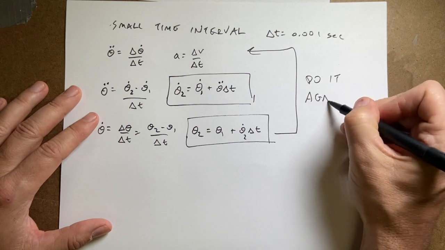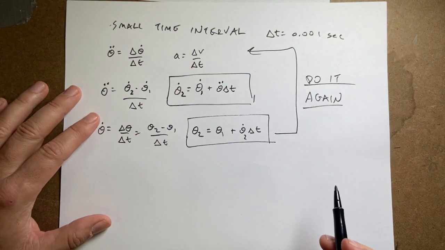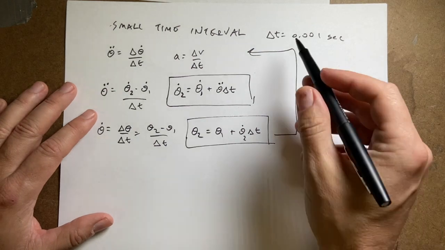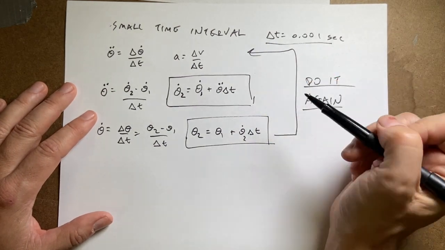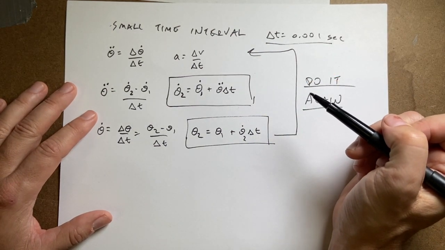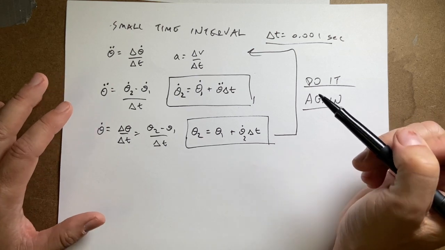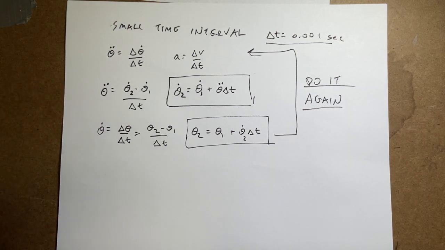Do I have to write out do it again? No, I don't, but I want to. And you just keep repeating that over and over again. If I want to model this for 1 second, I'd have to do it 1,000 times. And I don't want to do that. Do you want to do that? No. But Python doesn't mind doing that. And that's what I'm going to use. I'm going to use Python.